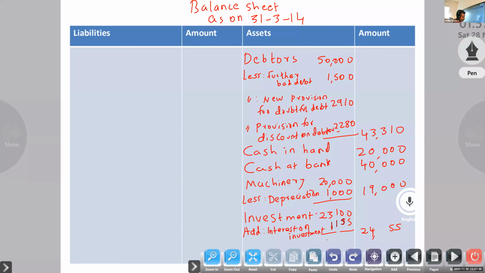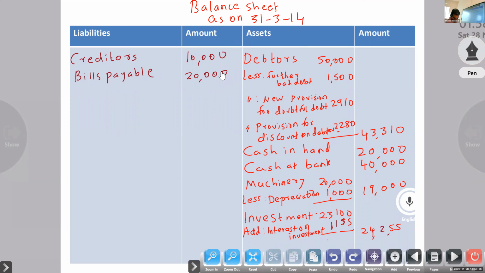1,155. So 24,255. So next, inside the trial balance, on the credit side you have to look. Creditors, any adjustment? No. If there is any provision for discount on creditors, that we have to minus. Creditors 10,000, no adjustment. Bills payable, no adjustment. 20,000.